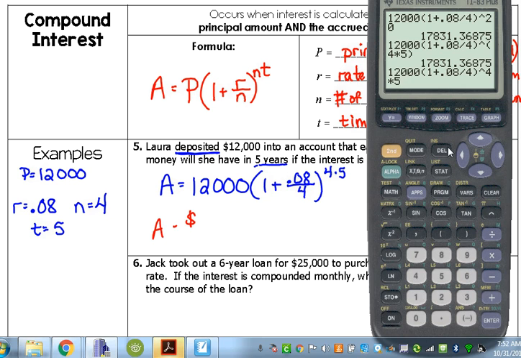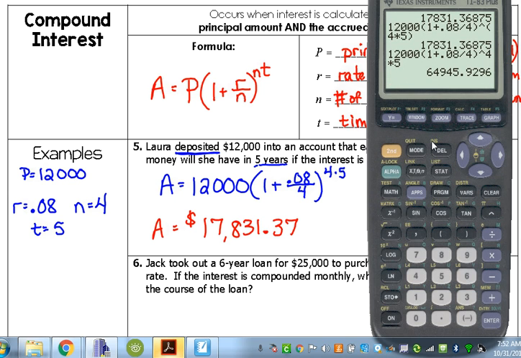$17,831.37 is the correct answer. But I've got it typed in right here without parentheses around the 4 times 5, and it gives me $64,945.93. That's significantly more than 17,000, right? Hopefully you realize that those are significantly different. That is not the correct answer, because what your calculator has done is follow order of operations. It applies that exponent and then multiplies the whole answer by 5 if you don't put the parentheses around the 4 times 5.